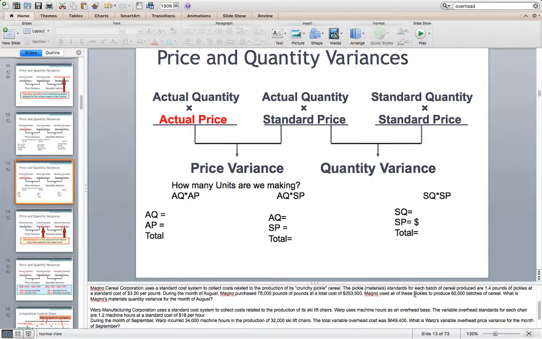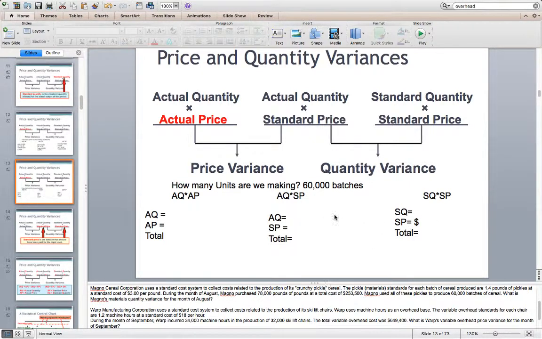So this is just a ton of information. Pretty hard for me even to understand. There's a lot of numbers. But just start off, how many units are we making? What are we actually making? So we're making this crunchy pickle cereal. And the pickle standards are in batches. So we're producing 60,000 batches of cereal. What are we making? 60,000 batches? Or in other words, units. But 60,000. And the standards for each batch are 1.4 pounds of pickles.